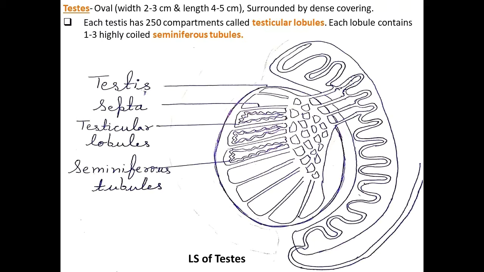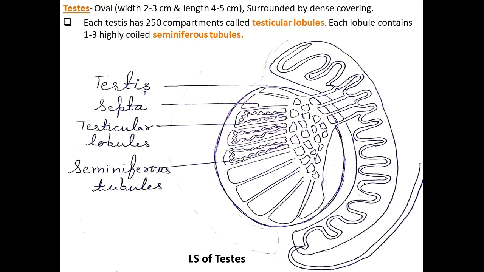Okay, and the seminiferous tubules are, we can say, the structural and the functional unit of the testes, because in it the sperms are formed. That is what we are going to take up in the next diagram now. Is it okay in this diagram?